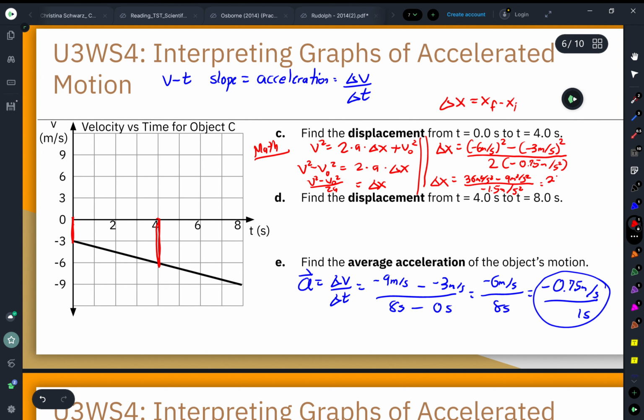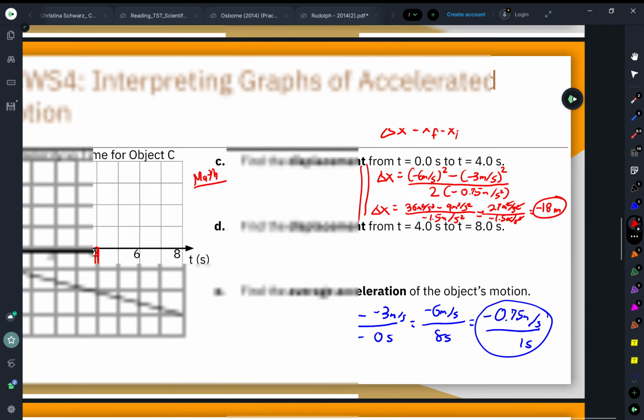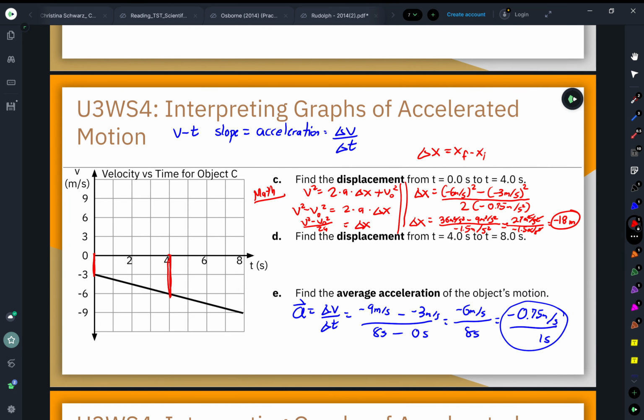36 minus 9 is 27 meters squared over second squared. All of that is going to be over -1.5 meters per second squared. 27 over -1.5 is going to be -18. The second squared cancels out, as does one of the meters. So our displacement here would be -18 meters. So that would be the math way, where we use one of our kinematic equations to figure out displacement. A non-math way is to look at a graph way.